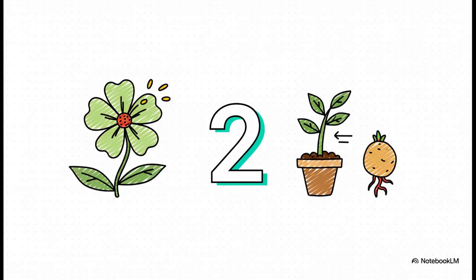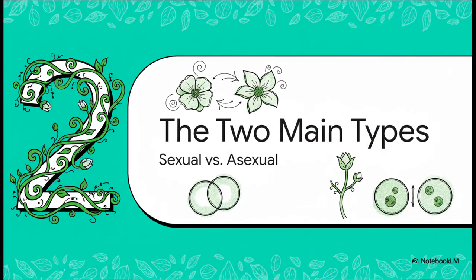Now, here's where it gets really cool. Nature didn't just come up with one way to do this. There are actually two main strategies, दो तरीके हैं, that life uses to reproduce. So these two main types are called sexual and asexual reproduction. They work in completely different ways, so let's break down what makes each one so unique.